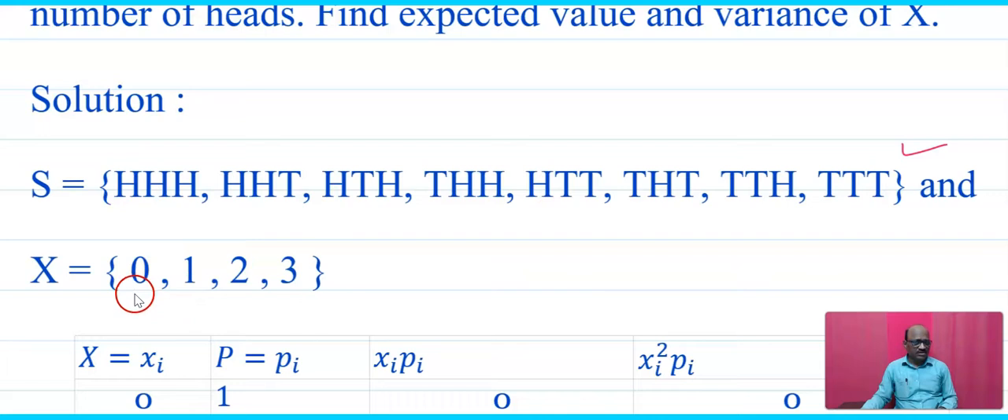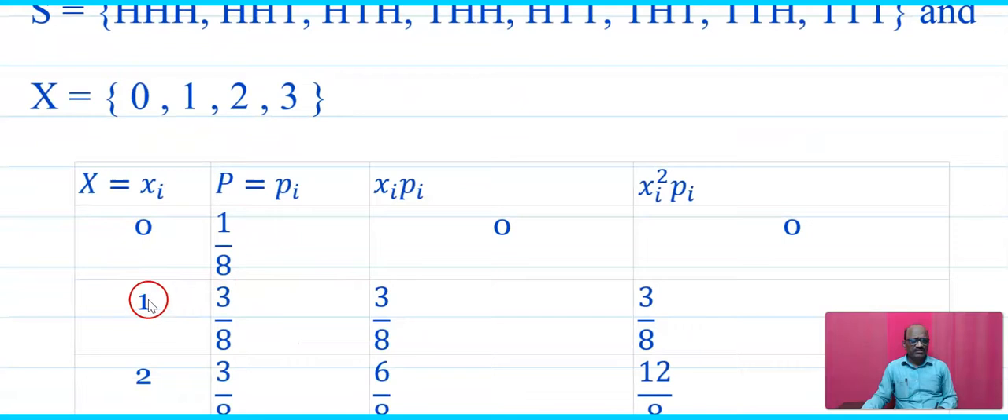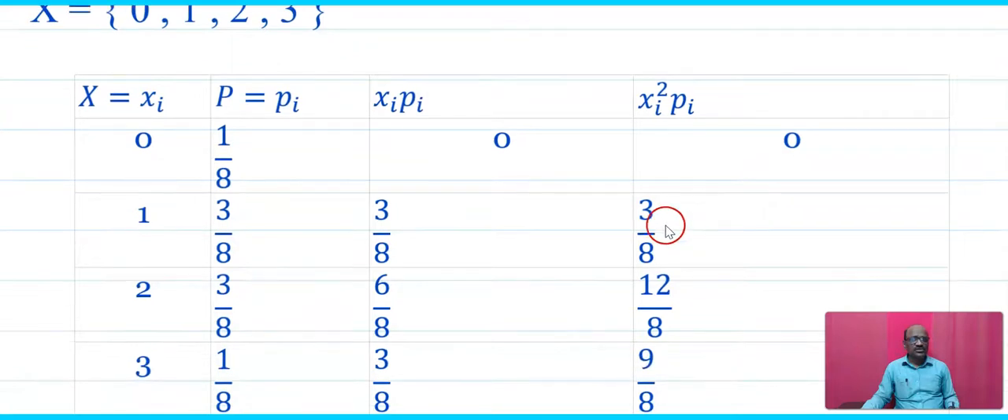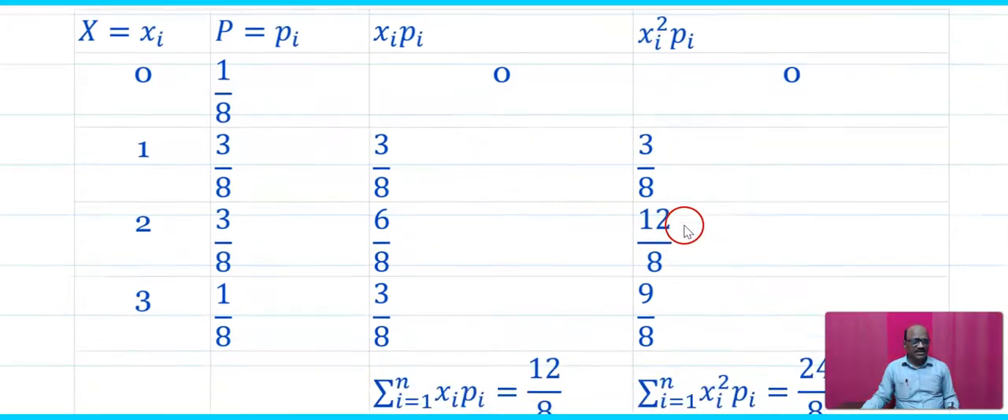Then the first is the number of heads, its values are 0 head, 1 head, 2 head, 3 head. Then xi: 0 head, 1 head, 2 head, 3 head. Then its probabilities, 1 by 8. Xi into pi, that is 0 into 1 by 8 is 0. Next is xi square into pi, that is also 0. Next is 1 into 1 by 8, then you will get 3 by 8. Next is xi square into pi, then you will get 3 by 8.